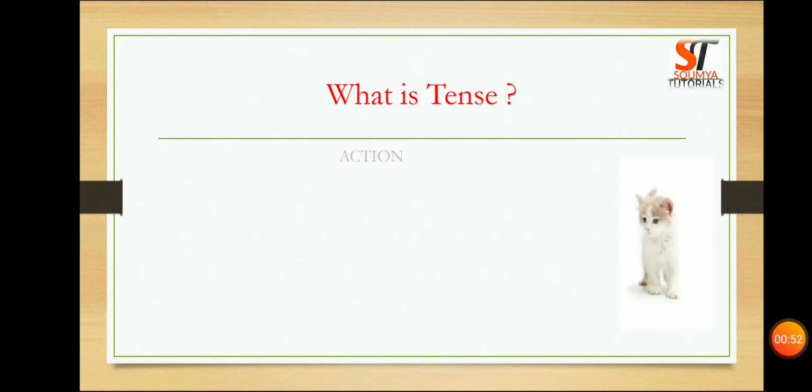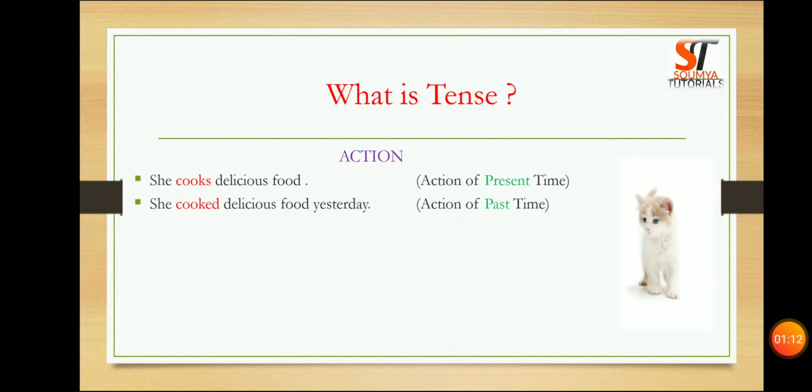Tense in a sentence expresses the action or the state of the time. When the tense expresses the action, it is either the action of present time, like she cooks delicious food. In this sentence, cooks represents the action of present time. Similarly, she cooked delicious food yesterday. Here, cooked indicates the action of past time. Again, she will cook for us tomorrow. Here, will cook represents the action of future time.